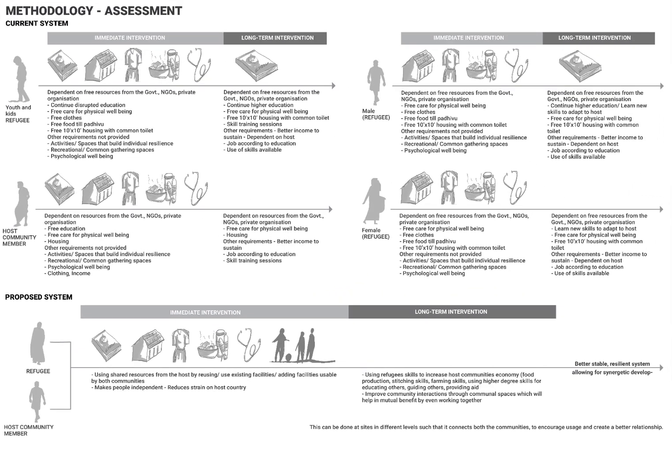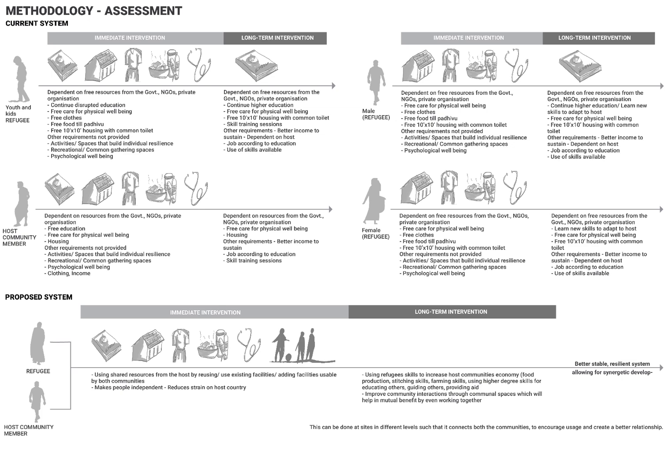The initial studies show that the current system doesn't cater to all the age groups, and there has to be different interventions at different intervals. For example, the youths and kids from the refugee communities need immediate access to good physical well-being, clothes, and food, which are already being provided through the government, yet not everyone is receiving them. And even male and female refugee members face different kinds of issues.